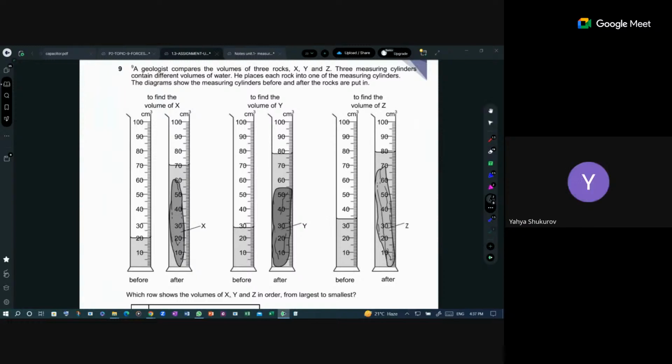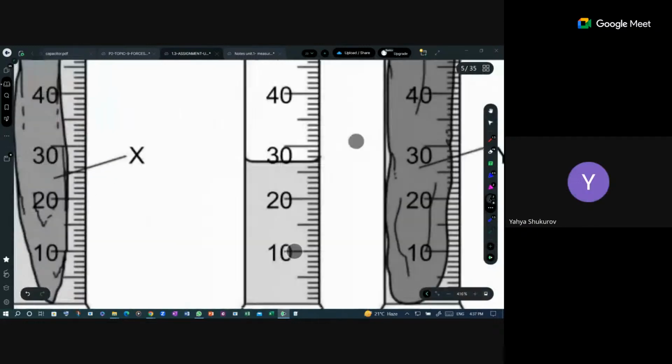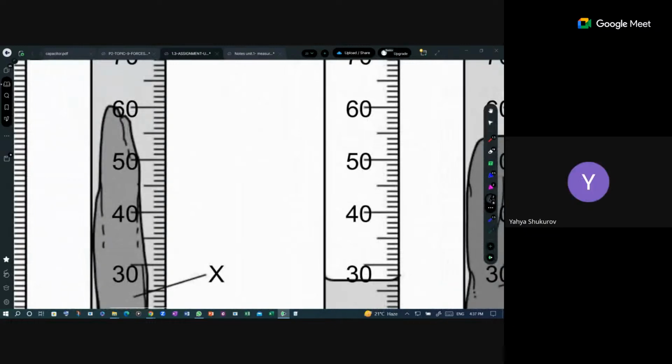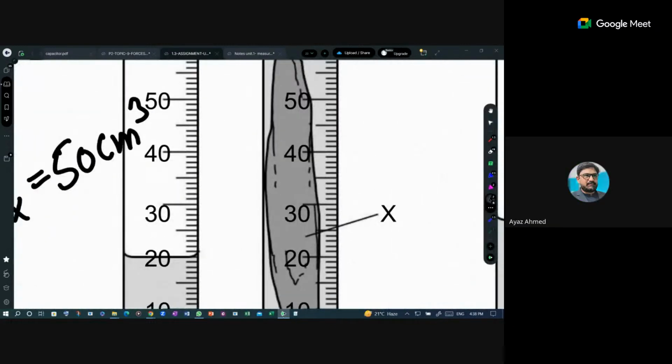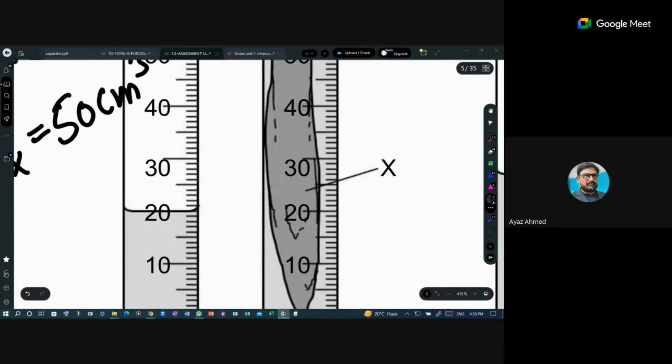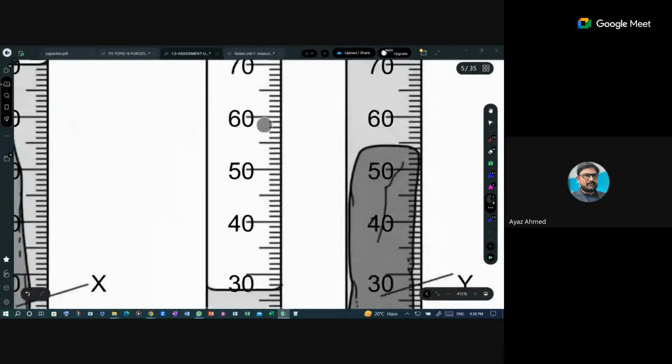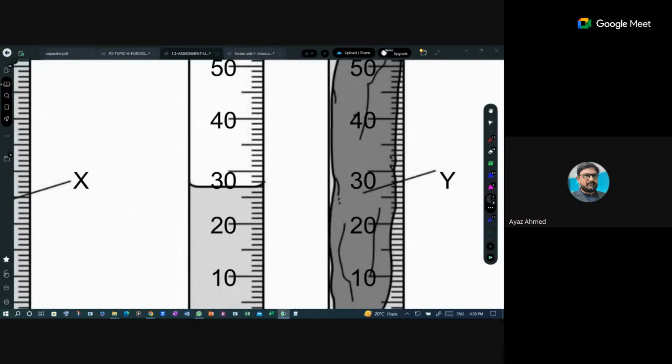It means for rock X, let's calculate the volumes and then we will move forward. Its volume is increasing from 20 to 70, so it is 50 centimeter cube. For rock Y, it is increased from, was it 20? Let me check: 10, 15, 20, 25, 30. Yes, it was. And what about this one? It was 25, 26, 27. So it is 27.